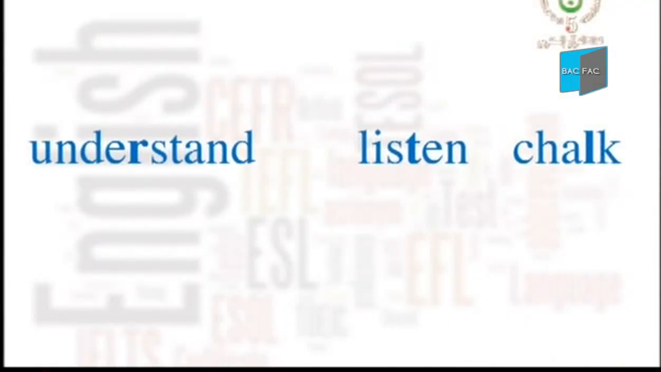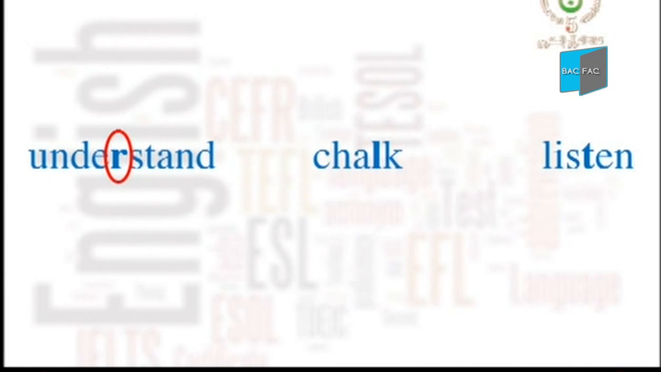You're welcome. The last part of our course today deals with the sound system. In English, there are letters that are written but that are not pronounced. They are called silent letters. If you take, for example, the word "understand," you will see that the letter R is written, but it is not pronounced. In "chalk," the letter L is written, but not pronounced. And in "listen," the T is written, but not pronounced. Mrs. Ben Khalil is going to have with you some practice.